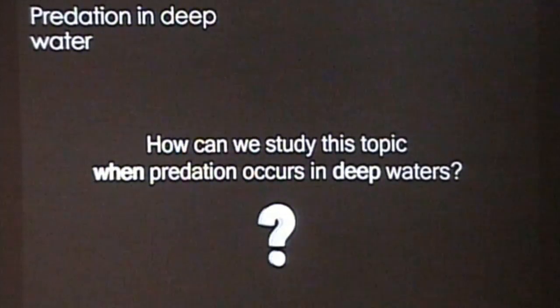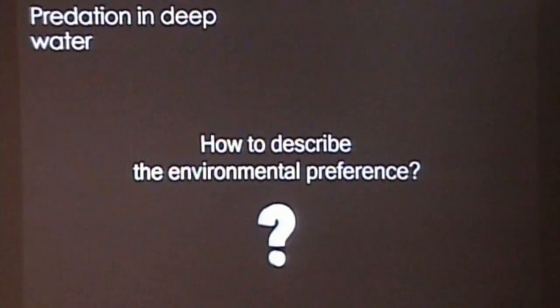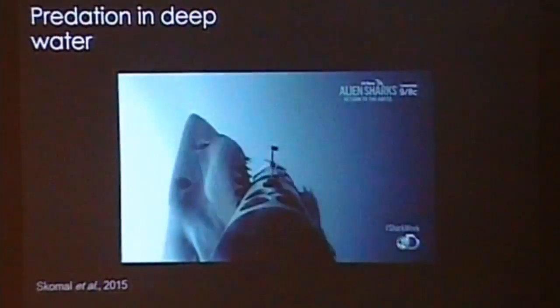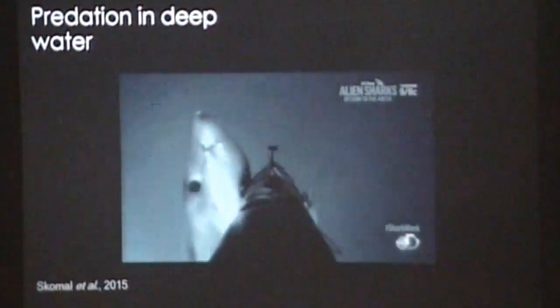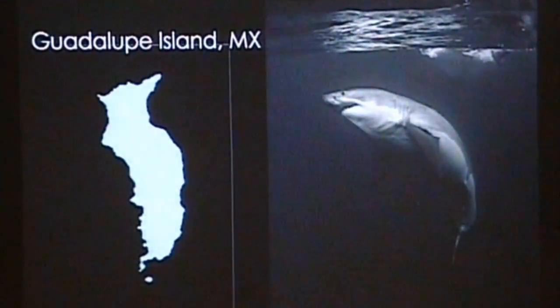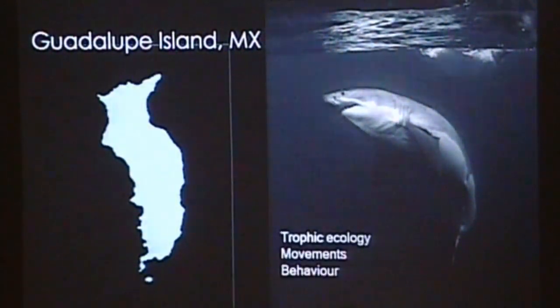However, I'm thinking of other localities, in other countries: how can we study this topic when predation occurs in deep waters? How can we describe this environmental preference if we cannot see the predation events at the surface? And even worse, what happens when you are an undergraduate student and you don't have enough money to invest in high-tech submarines that usually get beaten as soon as they get to deeper waters? Well, those were exactly the questions in Guadalupe Island a few years ago, because although we know something about trophic ecology and the movements or behavior of the white sharks, we know almost nothing about the basic ecology of this species in the area.